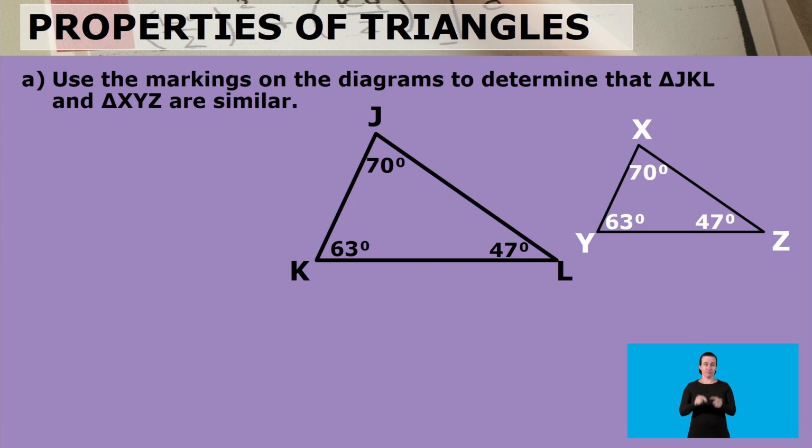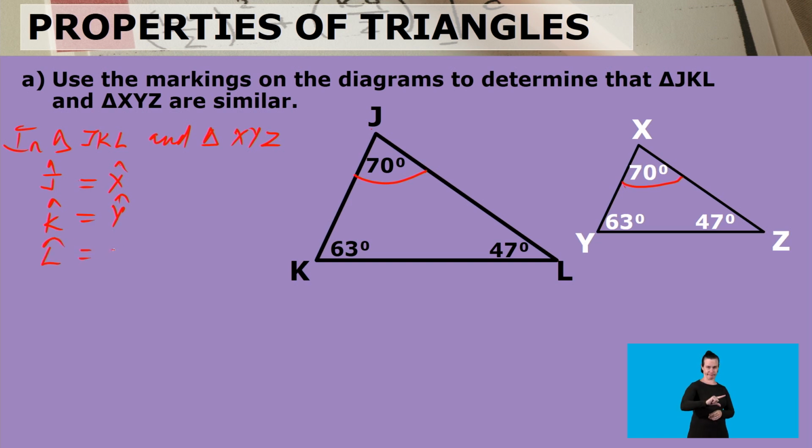Use the markings on the diagram to determine that triangle JKL and triangle XYZ are similar. Let's look at the diagram that we're given, and you would notice that angle J and angle X are 70 degrees. So let's start with identifying the triangles. In triangle JKL and triangle XYZ, what do we have? We have angle J equals angle X, and angle K equals angle Y. They are both equal to 63. And angle L equals angle Z.